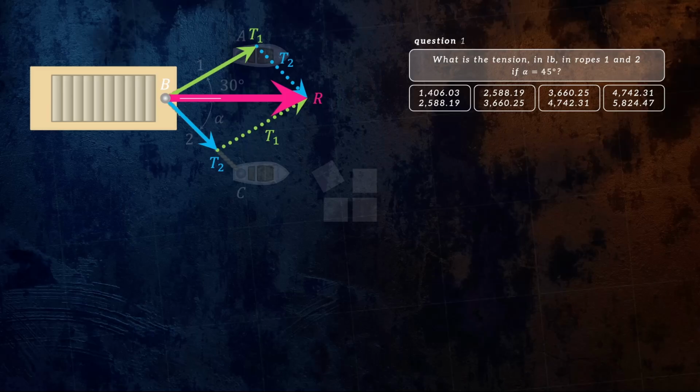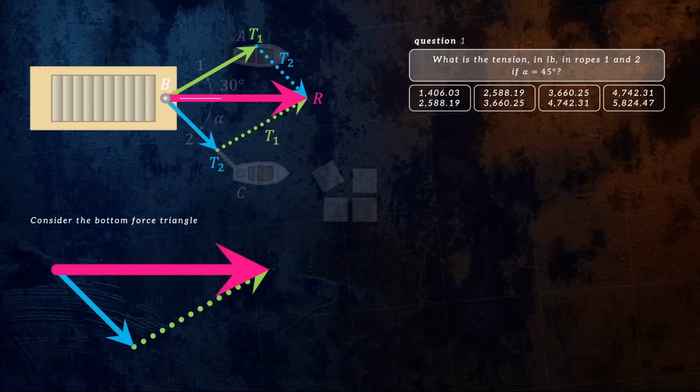Instead of analyzing the whole parallelogram, we can simplify our analysis by considering the bottom triangle, or specifically the bottom force triangle, with the pink side being the resultant R given as 5,000 pounds in our situation, the green side being T1, and the blue side being T2.